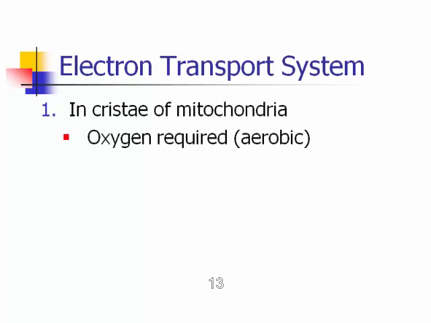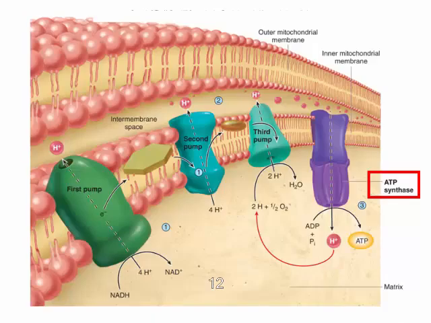So this is called the electron transport system. It's in the cristae of the mitochondria. Oh yeah, in the picture here, remember the third pump at the end, oxygen and hydrogens are put together. So since oxygen is involved in these reactions, this process is called aerobic.